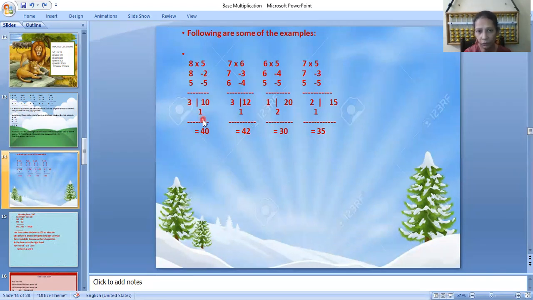Now what will you do with this 1? 1 plus 3 is equal to 4, I have written here, and 0 you will write down as it is. In the next question, this 1 is extra, so 3 plus 1 is equal to 4 and 2 you will write down as it is. In the next question, this 2 is extra, so 2 plus 1 is equal to 3 and 0 you will write down as it is. In the next question, this 1 is extra, so 2 plus 1 is equal to 3 and 5 you will write down as it is. So like this, you have to solve the carryover sums.